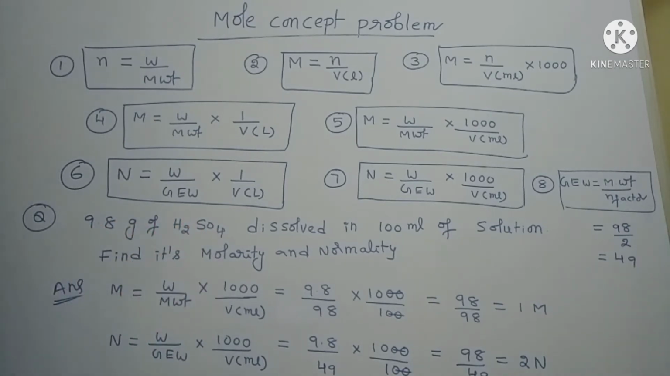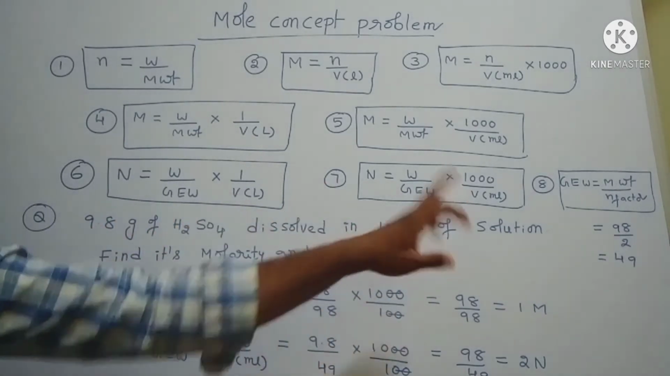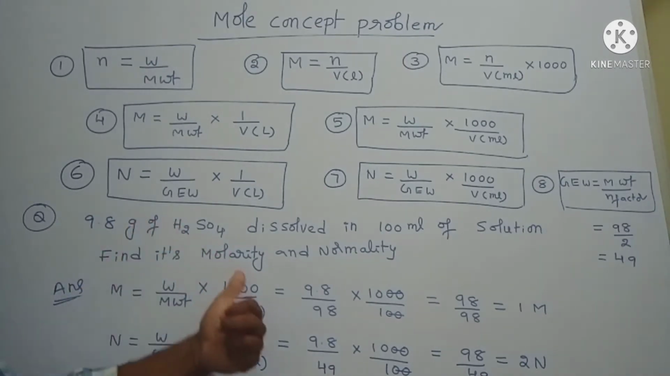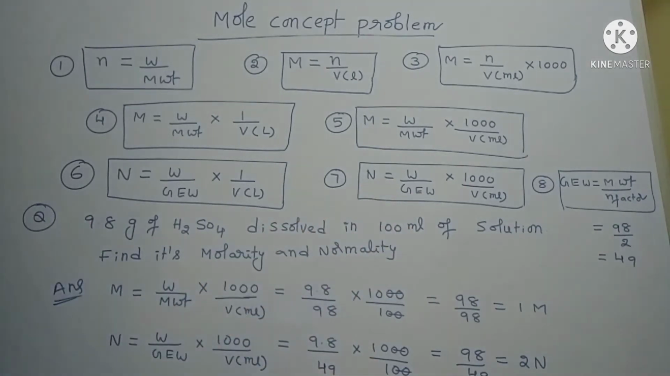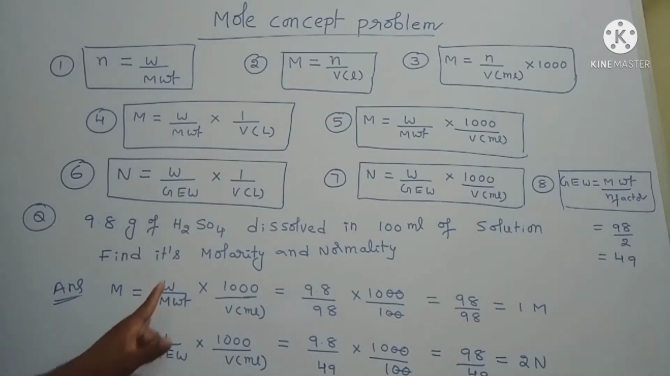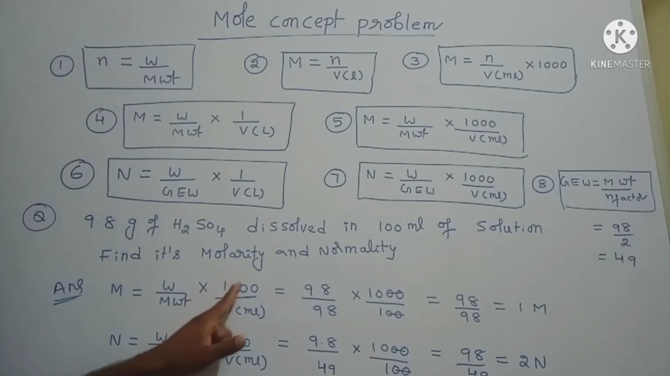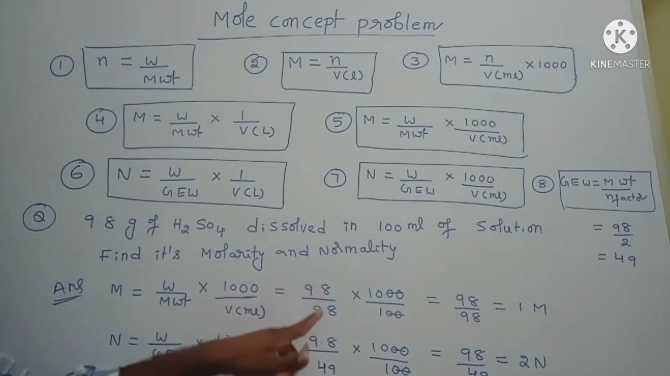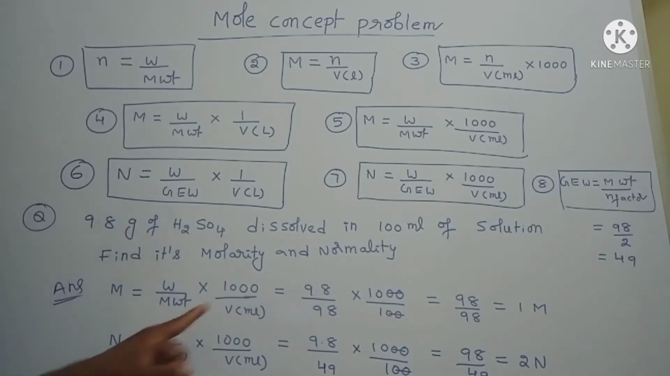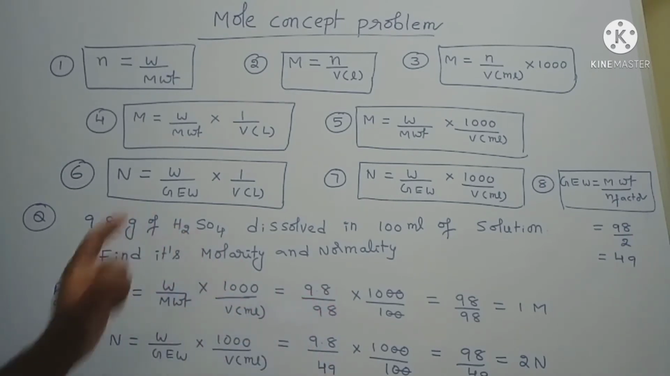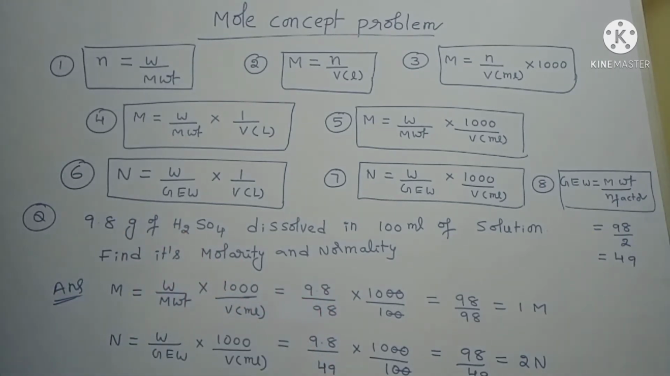9.8 grams of H2SO4 dissolved in 100 ml of solution, find its molarity and normality. See, here weight is given and volume is given in ml. So I should use these two formulas. Molarity is equal to weight by molecular weight into 1000 by V in ml. 9.8 is the weight. Molecular weight of sulfuric acid is 98, into 1000 by V.